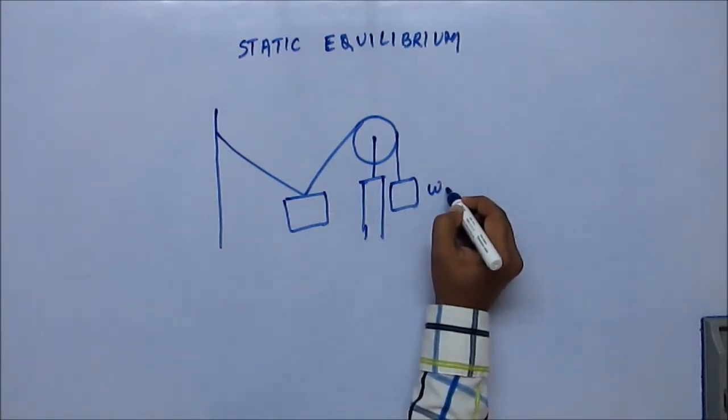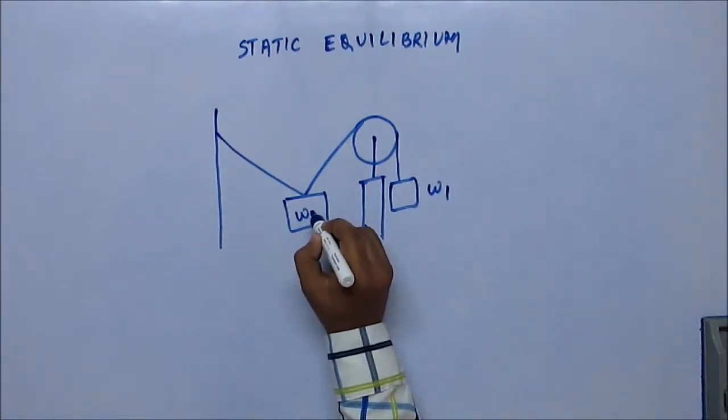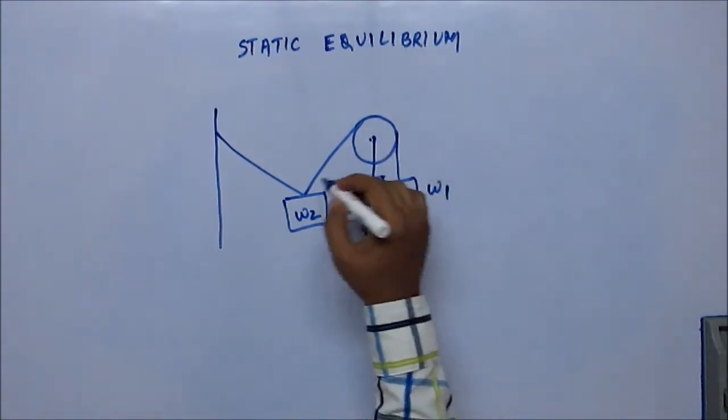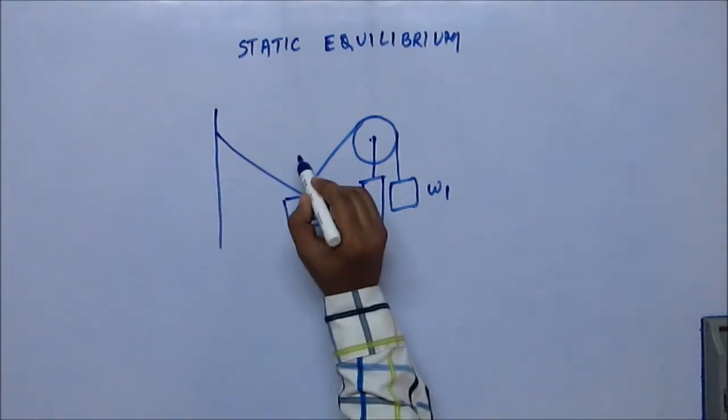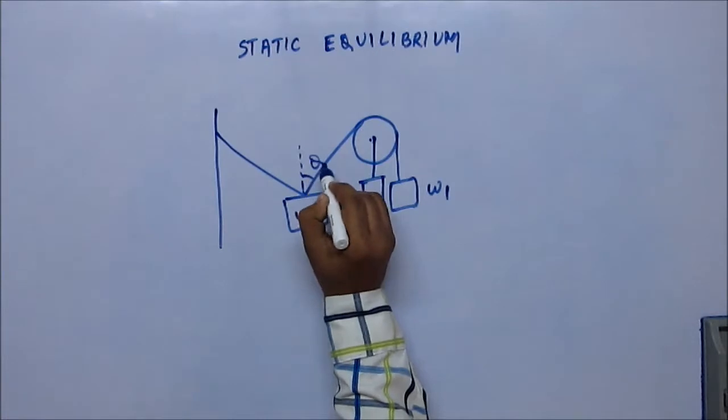Suppose this is W1, this is W2, and this is a pulley. These are strings, and the strings are symmetrically placed. Let this angle be theta.